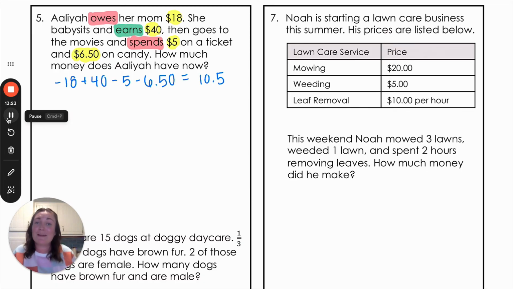Now remember, we're talking about money, so we want to make sure that our answer looks like money. So if we're talking about how much money does she have left, we want $10.5, and we're going to add that extra 0 because money always has 2 decimal places. So she has $10.50 left over.